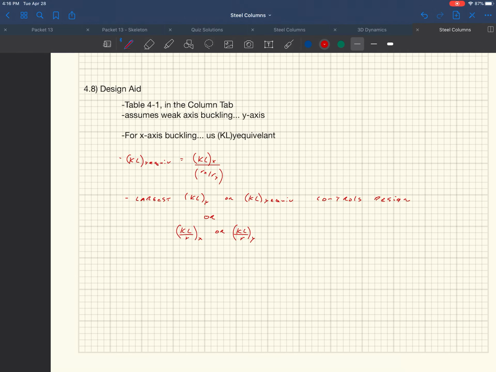Okay. It's either one of those things. It ends up being the KL over Y versus KL over Y equivalent. It would give you the same results if you looked at KL over RX versus KL over RY. I need to come up with a better explanation of that. I think I could show it mathematically.